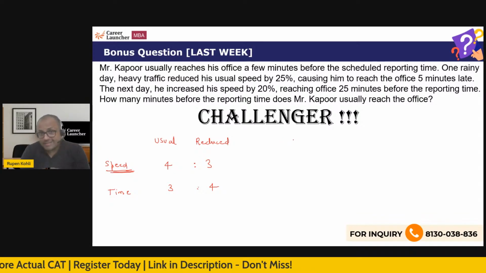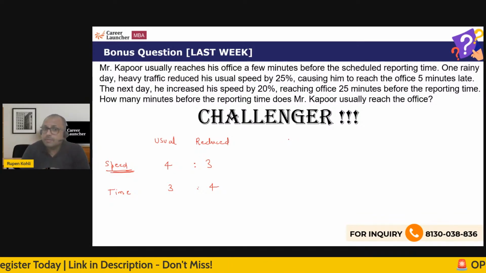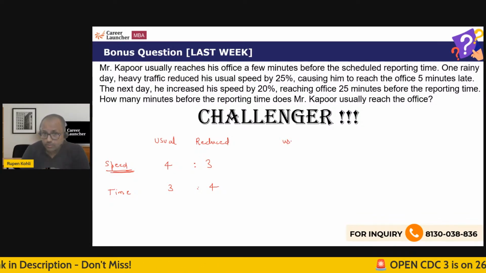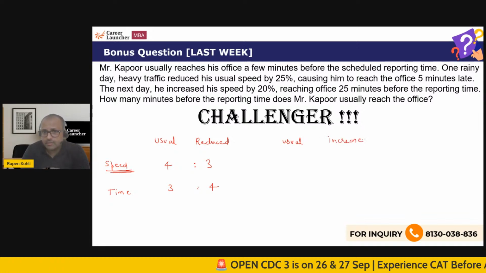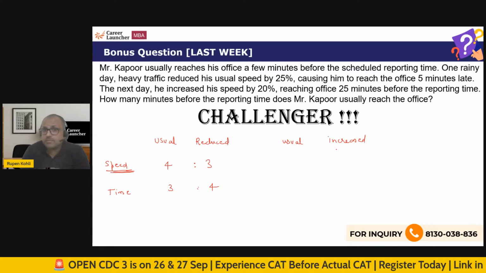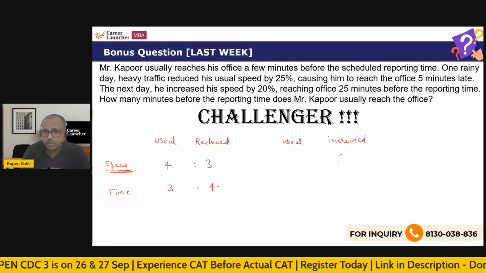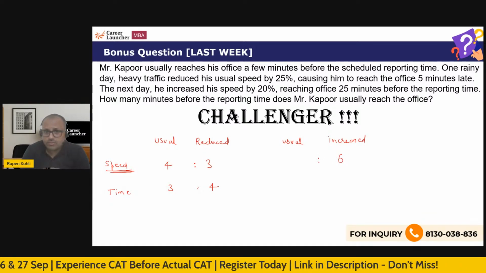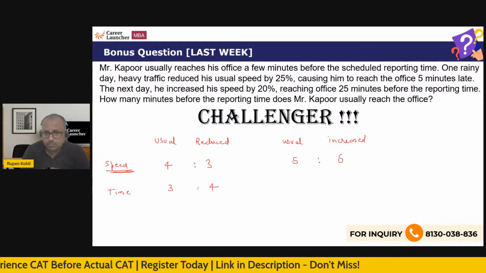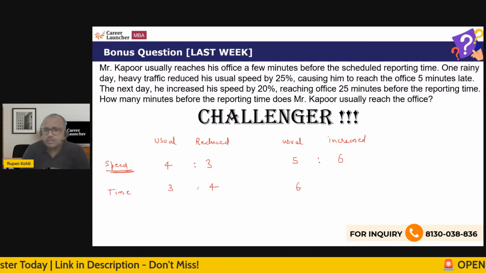Now there is another scenario. The next day he increased his speed by 20%. So now there's another comparison, usual speed and increased speed. The increased speed is 20% more, 1/5 more, 1 plus 1/5, 6/5 times. So 6:5 is the ratio of the increased speed and the usual speed. So the time taken must be in the inverse ratio of 6:5.